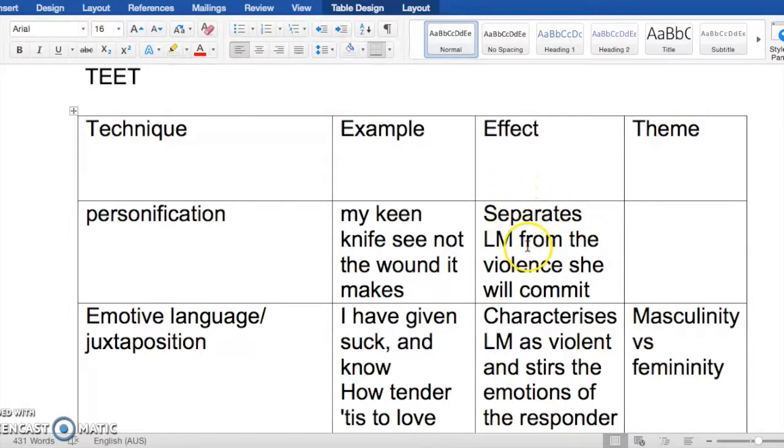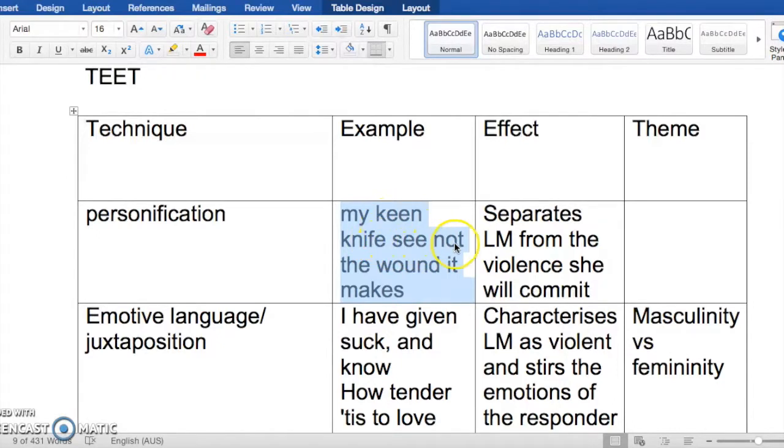Now, most students, when it comes to the effect, will sort of repeat the example. I tell my students, cover the example. If you need to, cover it with your hands. And make sure that you remember that the effect is talking about the effect of the technique. So what does personification do? In this instance, personification separates her from the violence because it's the knife that's stabbing, not her.